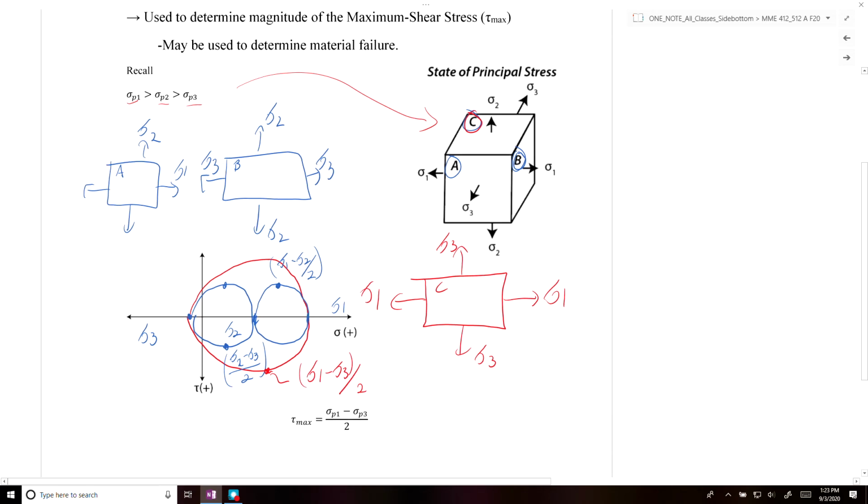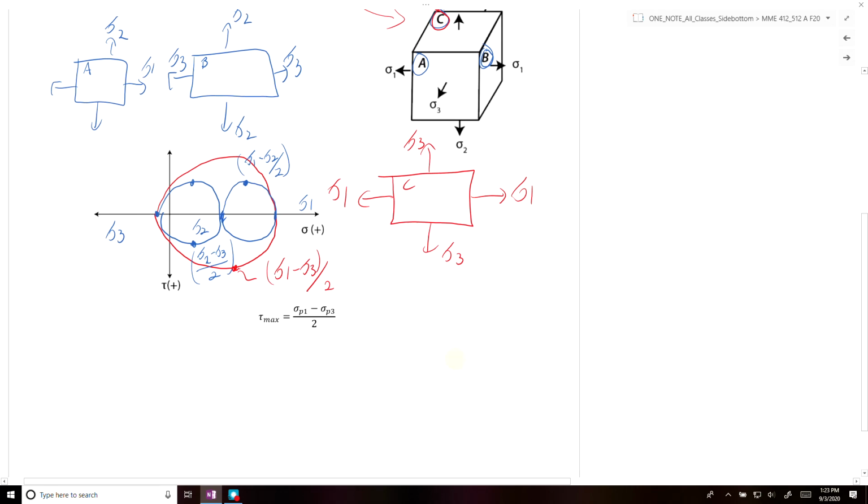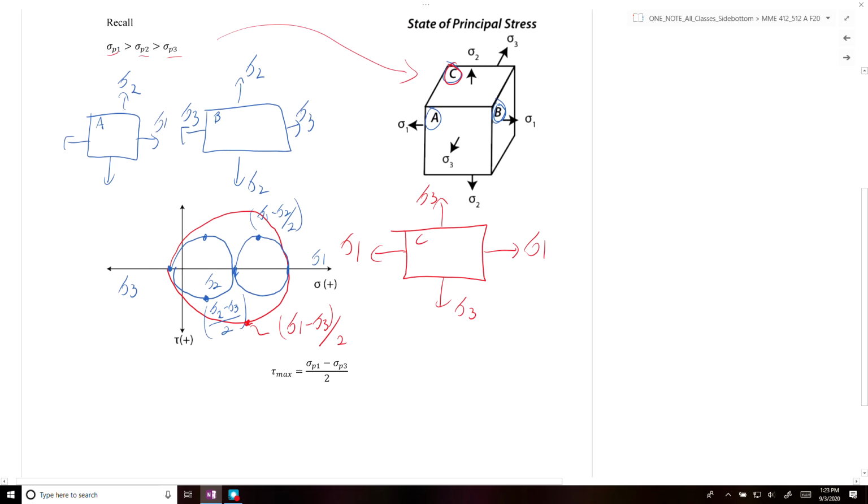So in conclusion, if we rank our principal stresses from the greatest principal stress, sigma p1, to the minimum principal stress, where by minimum I mean the most negative principal stress, we can then say that the maximum shear stress on the element would be equal to the first principal stress minus the third principal stress divided by 2, based off of the Mohr circle.